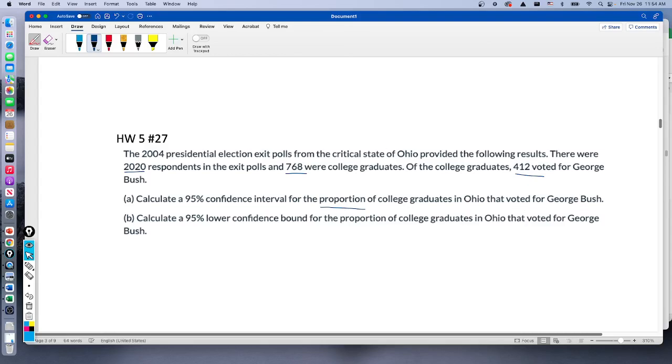So again, we're going to get a proportion here. Calculate a 95% lower confidence bound for the proportion of college graduates in Ohio that voted for George Bush. Okay. So what we're going to look at for the A question is, what is the proportion? Well, 412 out of 768 is going to be what we call our p hat. So that's the sample proportion.